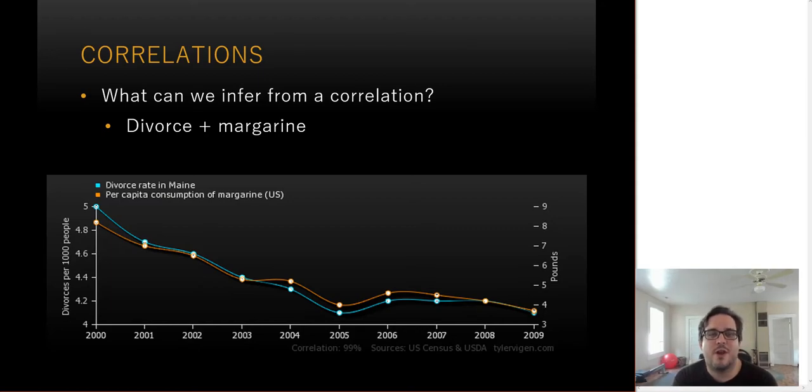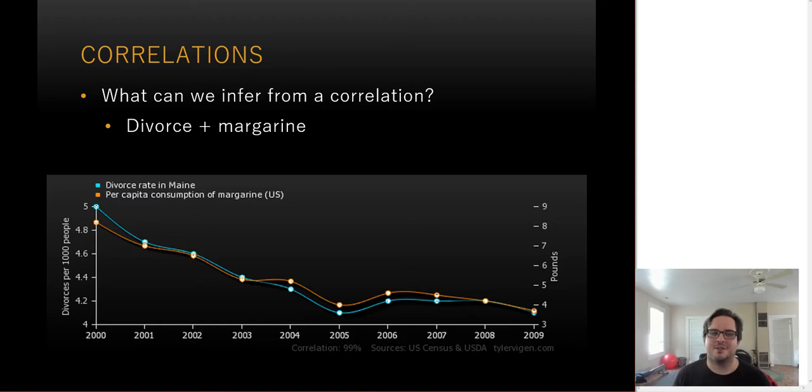If you looked at the rate of divorce in Maine and then compared it to the amount of margarine that was sold within the state from the years 2000 to 2009, looking at the graph, these two things were correlated such that as divorce rates decreased from 2000 to 2005, margarine sales also decreased. And they continued to be associated up until about 2009.